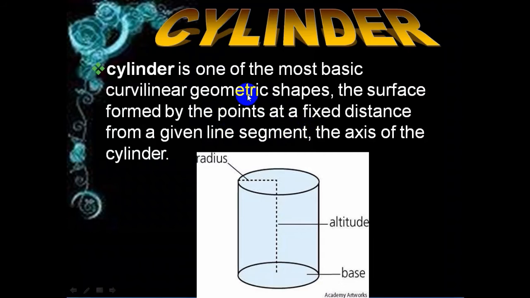Now, cylinder. Cylinder is one of the most basic curvilinear geometrical shapes. The surface formed by the points at a fixed distance from a given line segment, the axis of the cylinder. You see over here, this is a cylinder. This is the radius of the cylinder. This is the altitude, the height of the cylinder, and this is the base of the cylinder.